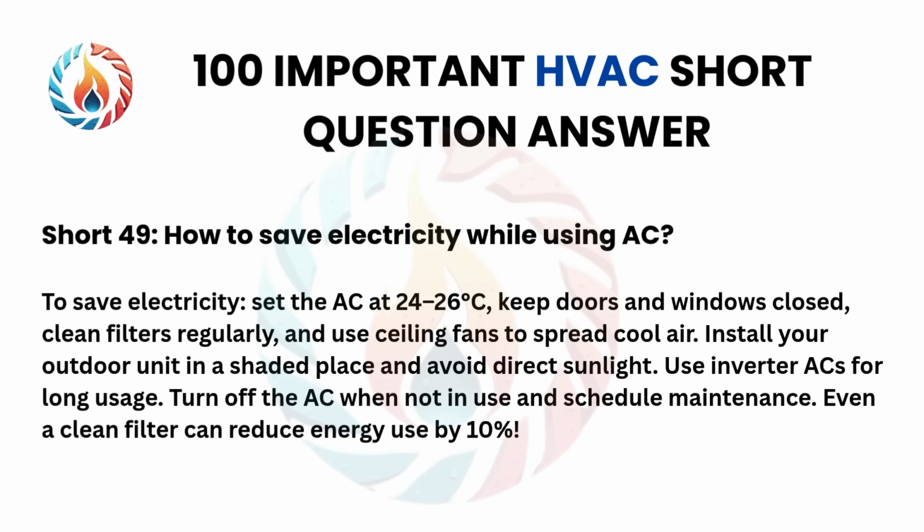Short 49. How to save electricity while using AC. To save electricity, set the AC at 24-26 degrees C. Keep doors and windows closed. Clean filters regularly, and use ceiling fans to spread cool air. Install your outdoor unit in a shaded place and avoid direct sunlight. Use inverter ACs for long usage. Turn off the AC when not in use and schedule maintenance. Even a clean filter can reduce energy use by 10%.